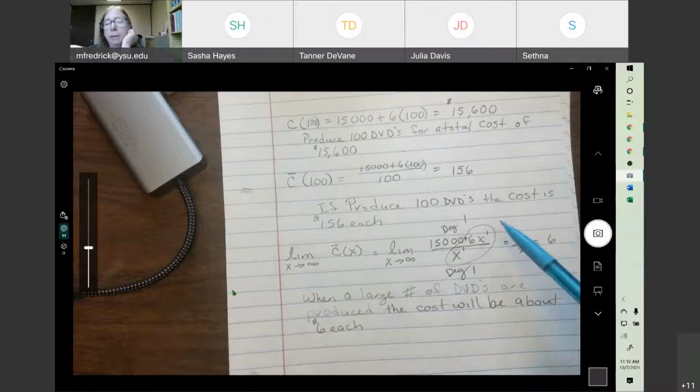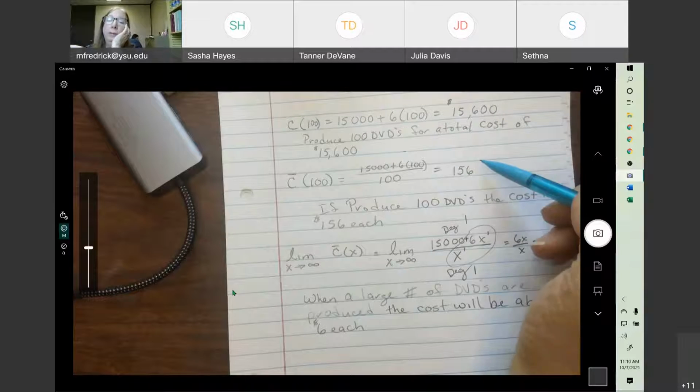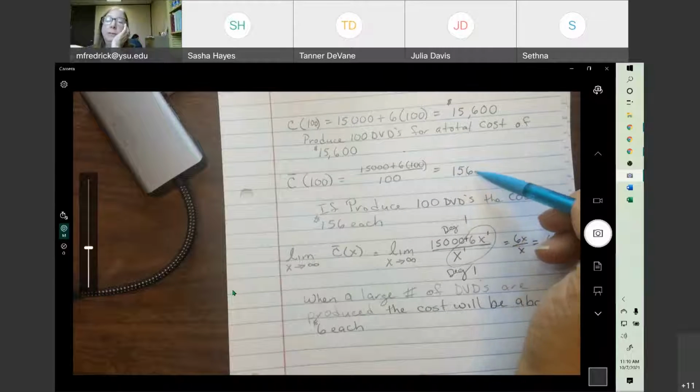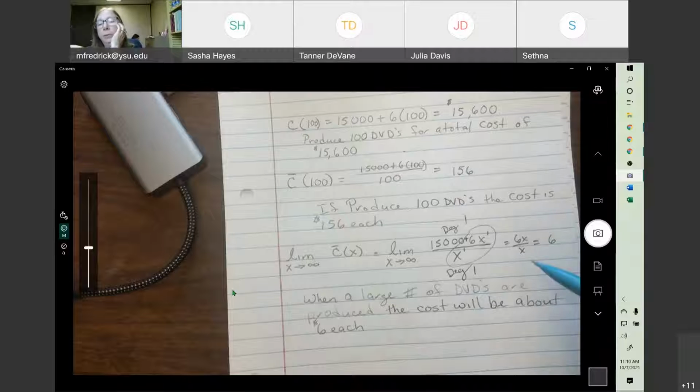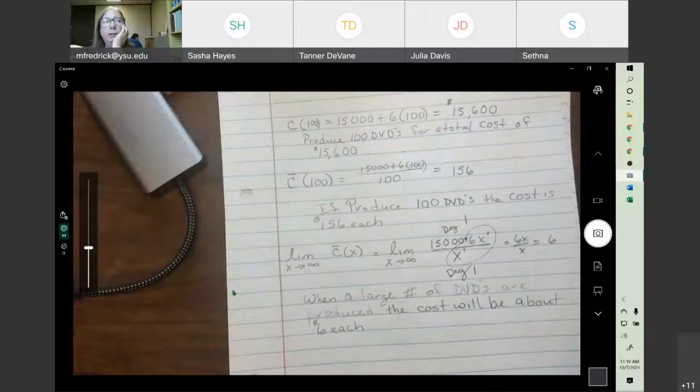So by being able to find this, then you know when you're looking for somebody to produce them that you should be finding a price around $6 each and not $156 each. So the more DVDs you produce, the closer it will get to 6. Any questions on that?